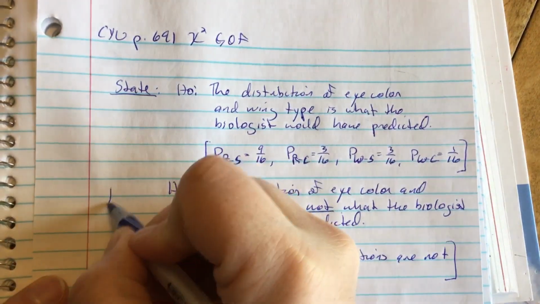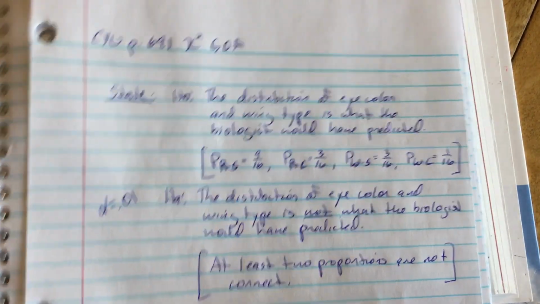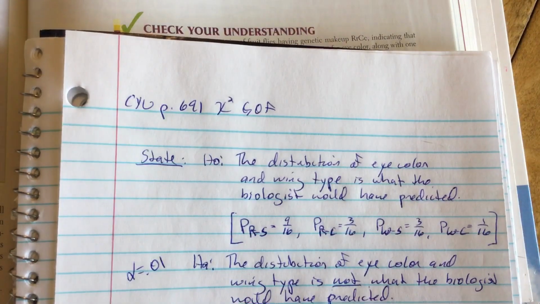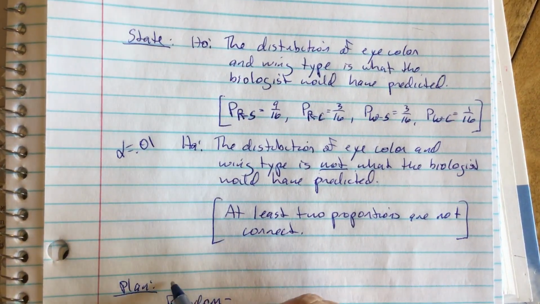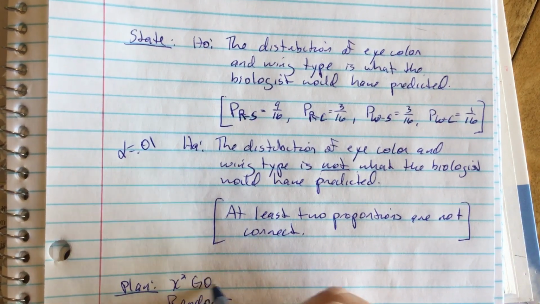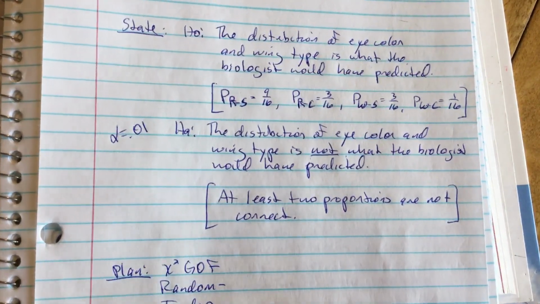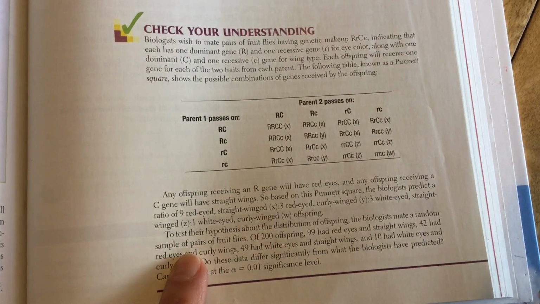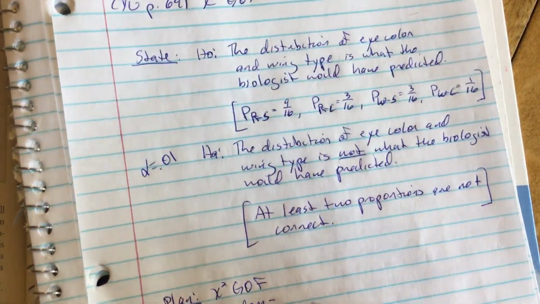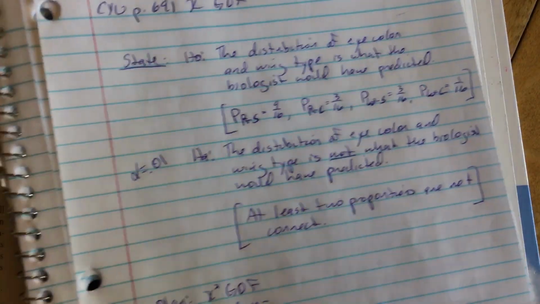Our alpha, I believe it said 0.01. Yes, indeed. Okay, let's do our plan. So again, our plan, indeed, it is a chi-square goodness of fit. So I'm going to abbreviate goodness of fit. Random, I do believe it said the biologists made a random sample of pairs of fruit flies.